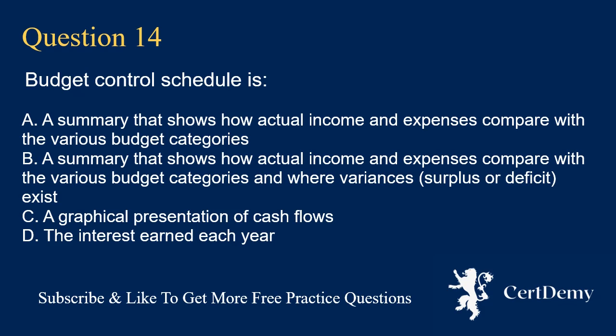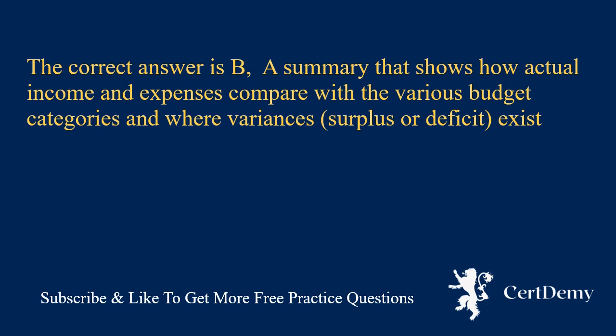Question 14. Budget control schedule is A. A summary that shows how actual income and expenses compare with the various budget categories. B. A summary that shows how actual income and expenses compare with the various budget categories and where variances, surplus or deficit, exist. C. A graphical presentation of cash flows. D. The interest earned each year. The correct answer is B. A summary that shows how actual income and expenses compare with the various budget categories and where variances, surplus or deficit, exist.